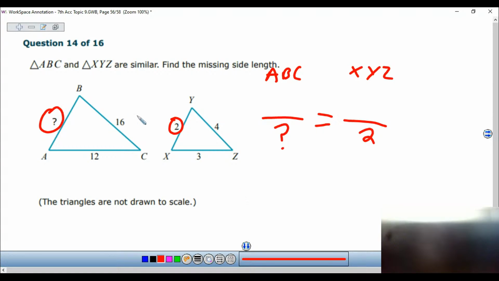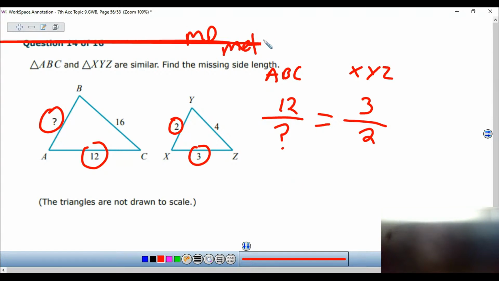I could take the 16 and 4. I could take the 12 and 3. It doesn't really matter. I'm just going to take the 12 and 3 for this one. So we got 12 on the ABC triangle, and I have 3 on the XYZ triangle. They're corresponding sides. And then what we're going to do is what I call the MD method. A student came up with this years ago for me. They called it this.